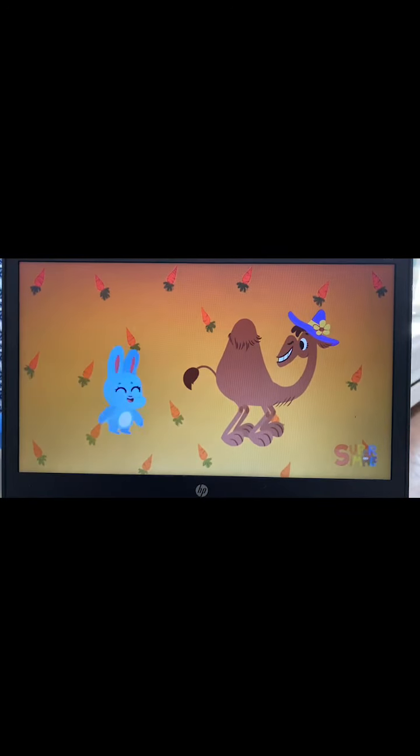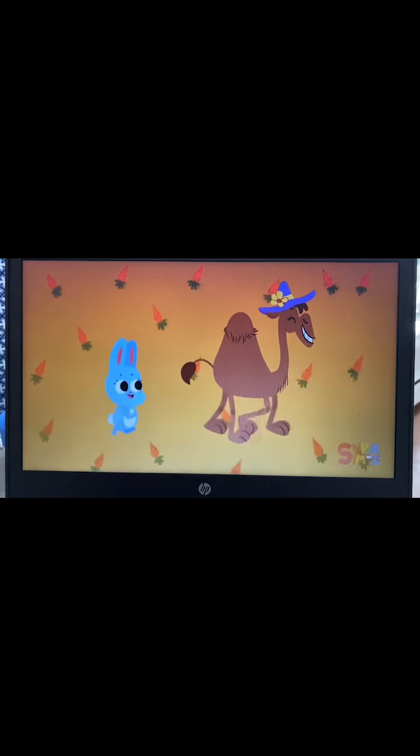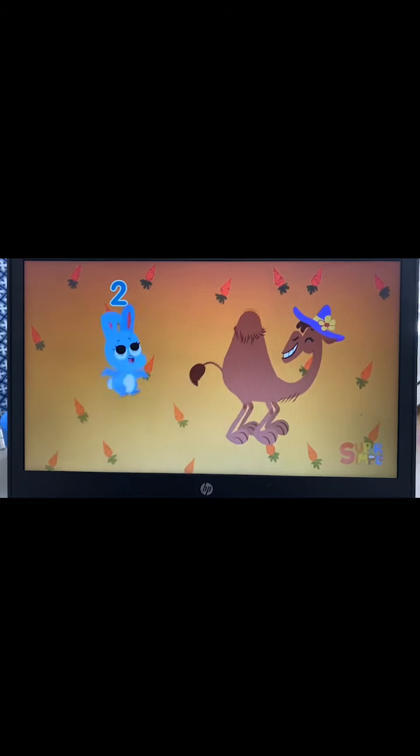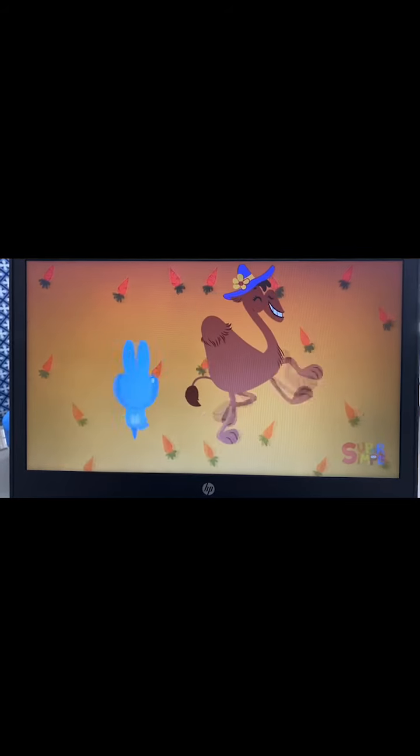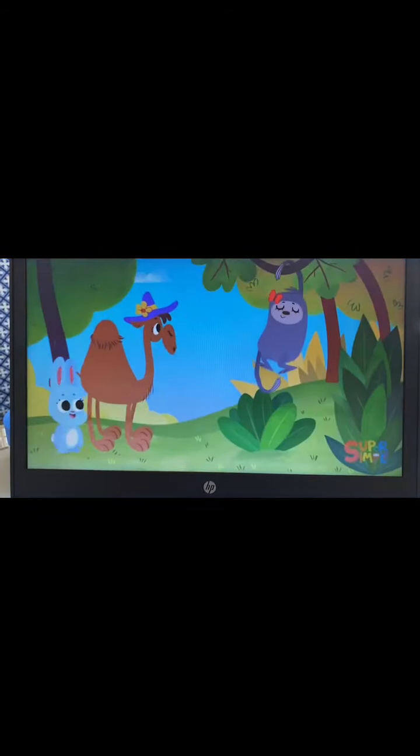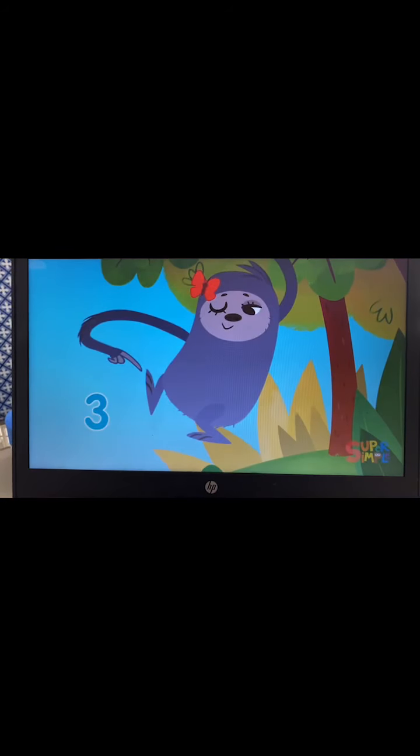Ruby the rabbit has 2 ears. Go, Ruby, go. Sally the sloth has 3 toes.